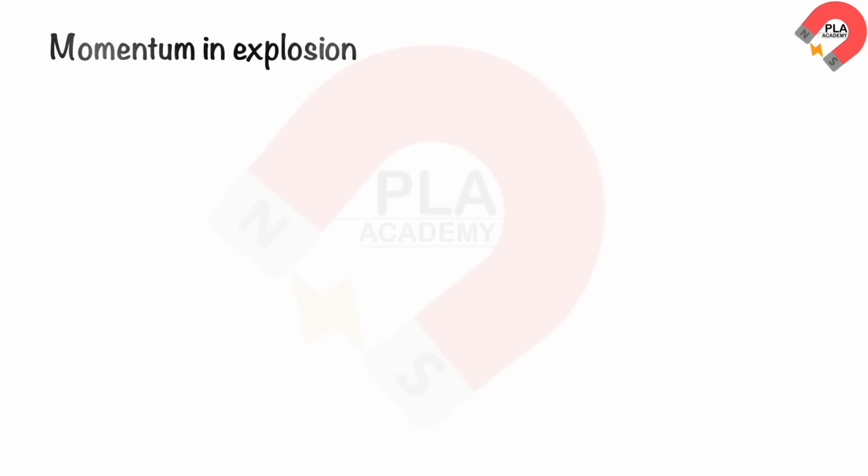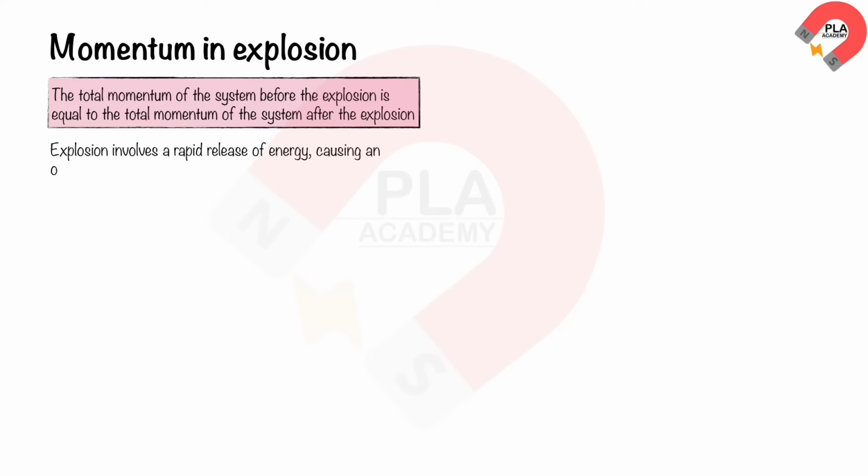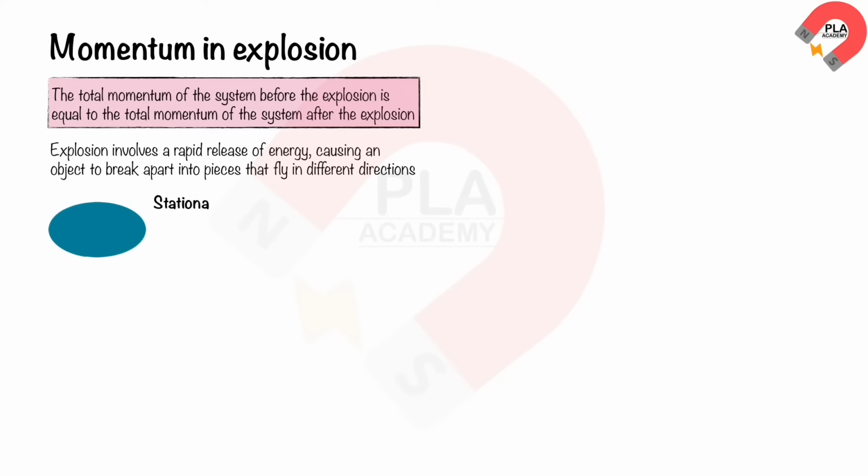Momentum in explosion. The conservation of momentum principle can be applied to explosions. The total momentum of the system before the explosion is equal to the total momentum of the system after the explosion, although there will be a significant increase in the total kinetic energy of the fragments. An explosion involves a rapid release of energy, causing an object to break apart into pieces that fly in different directions. Let's consider an object with mass m that is stationary before the explosion, so its momentum is 0.